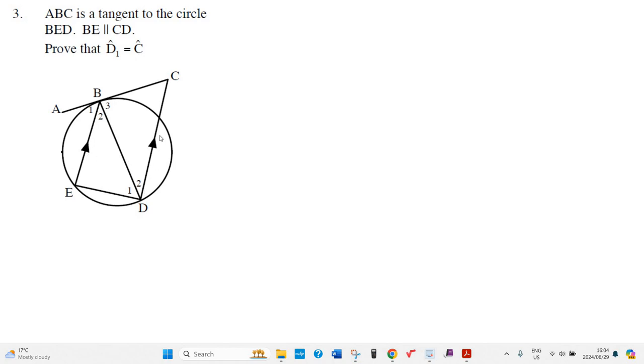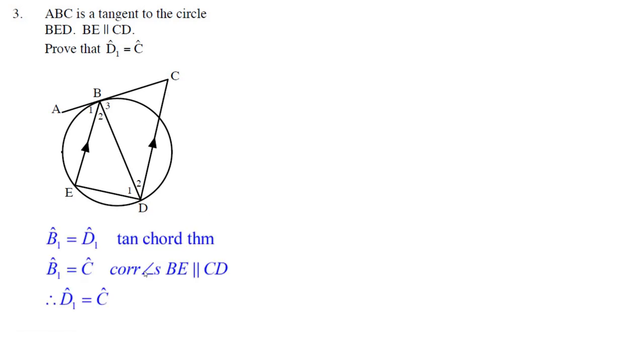Well, I see these parallel lines, and with parallel lines, I'm supposed to use C. Hey, B1 is connected to C, and B1 is connected to D1. I can see that's a tan chord, and I can see that's corresponding angles. And that's how you do it.